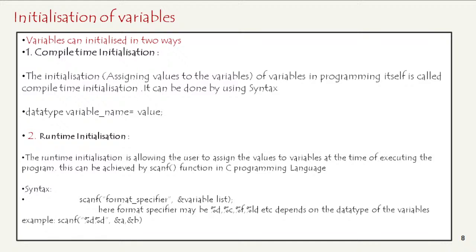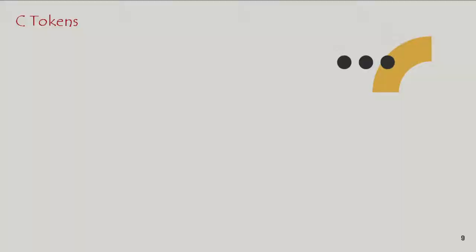Example, suppose here in this example I am trying to read two integer values. Because of that I am using %d and %d. In the second part, my variables a and b are taken along with their address, that is the ampersand symbol. This is the way we have to initialize the variables in C programming language.